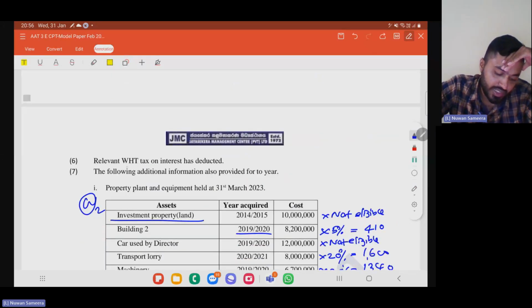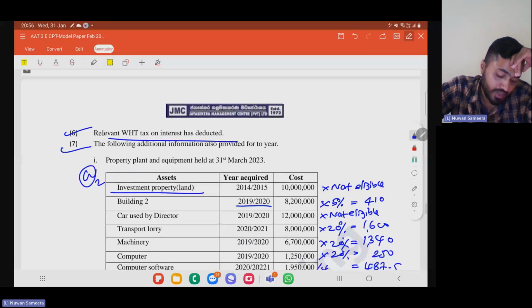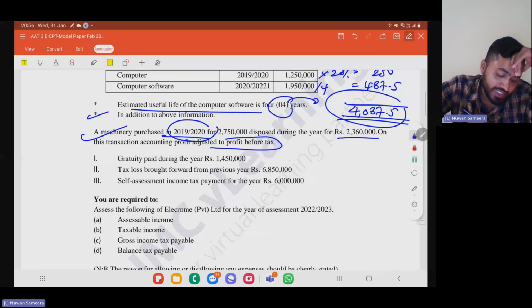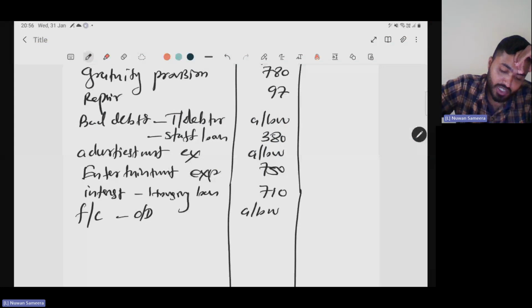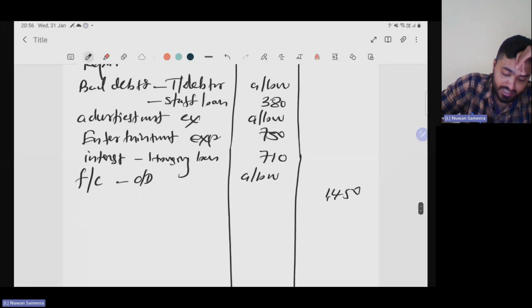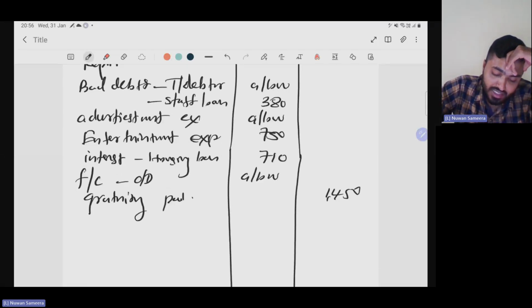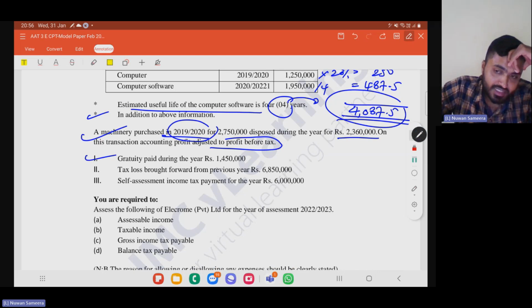So the relevant withholding tax on the interest has been deducted. We will consider it when we calculate the investment income, the following additional information we have already taken. So the gratuity paid is there. How much? 1,450. That is a special expense only allowed for tax purposes, because in accounting they do not recognize the expense under the cash basis. So this gratuity paid is not deducted under accounting, but for tax purposes it is allowed.